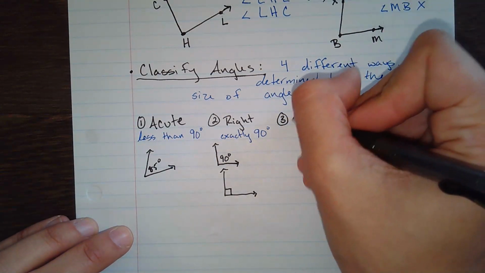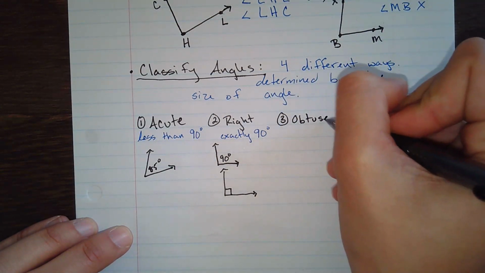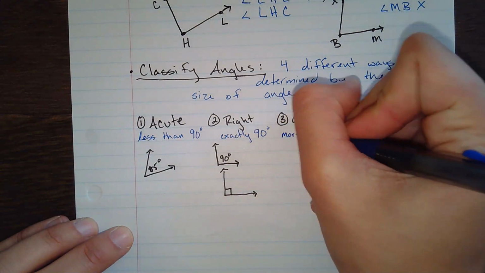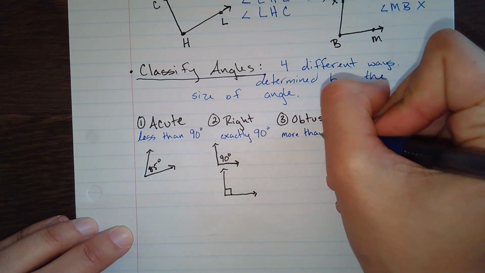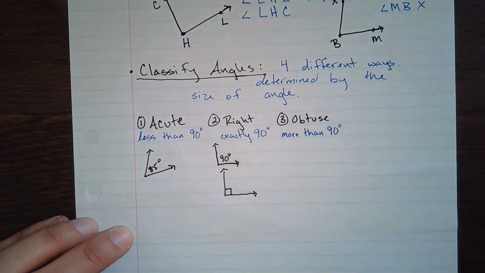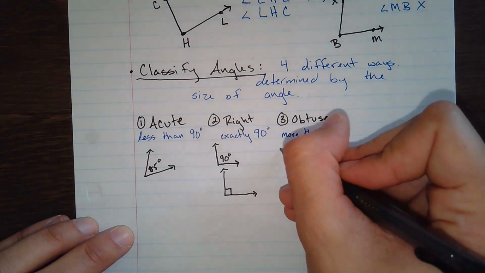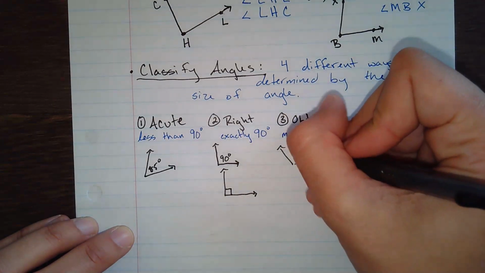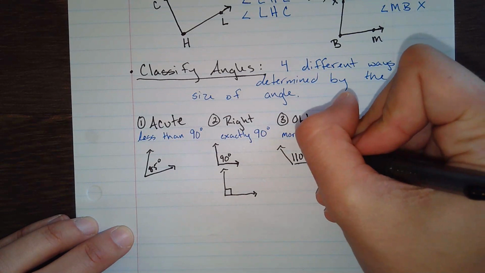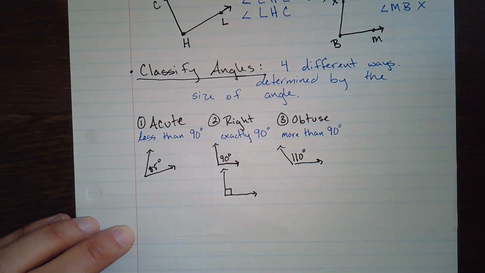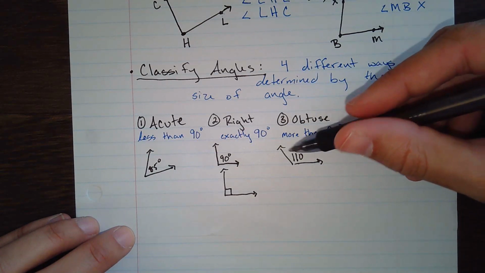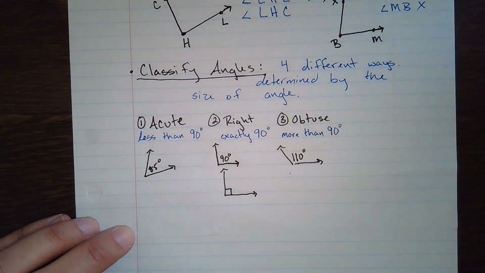The third way that we have is something known as obtuse, which is more than 90. So anything that's more than 90 is obtuse. So let's say this is 110. That's a measurement that is more than 90 degrees. So we can say that this angle here is an obtuse angle.